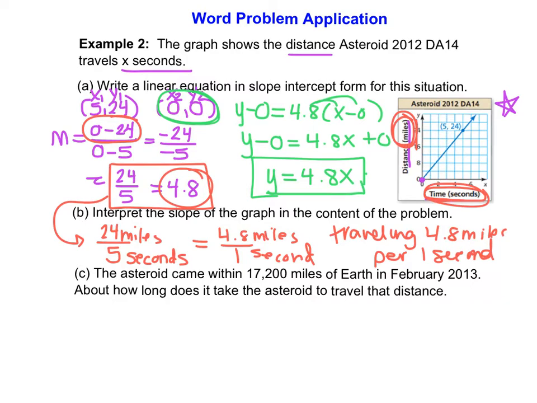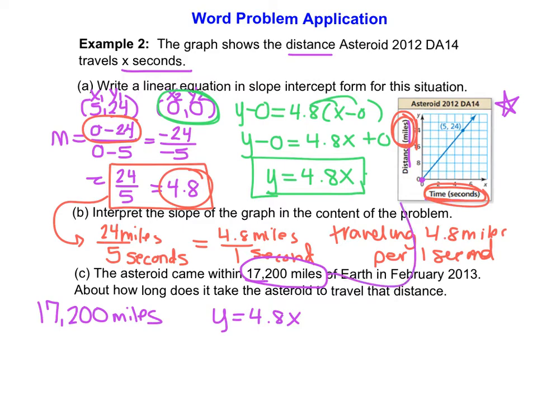Now, the last question here says an asteroid came within 17,200 miles of Earth in February 2013. About how long does it take the asteroid to travel that distance? So what they've given us here is a set of miles. So I have 17,200 miles. And before I look at and utilize my equation, where I have y equals 4.8x, I need to think about which variable, y or x, that 17,200 might represent.